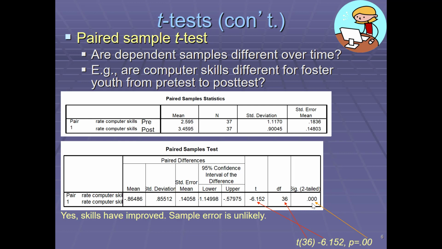So is 0.00 lower than 0.05? Yes, so that would mean that there is a mean difference. So that would mean that, yes, there is a difference between computer skills from pre-test to post-test. So skills have improved, okay? And because our p-value is less than 0.05, that means that it's unlikely that it was caused by error or chance.